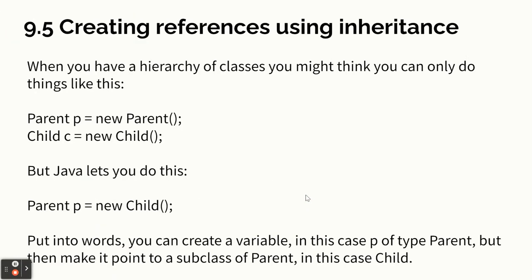All right. So section 9.5 of this unit is called Creating References Using Inheritance. So look at these examples. You might think that in a hierarchy, you can only do things like this: Parent p = new Parent and Child c = new Child. But Java actually lets you say Parent p = new Child. What? So to put it in words, you can create a variable of a parent type, but you can store any of the children inside of it.